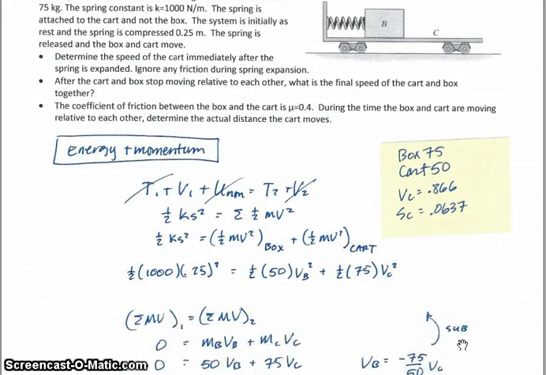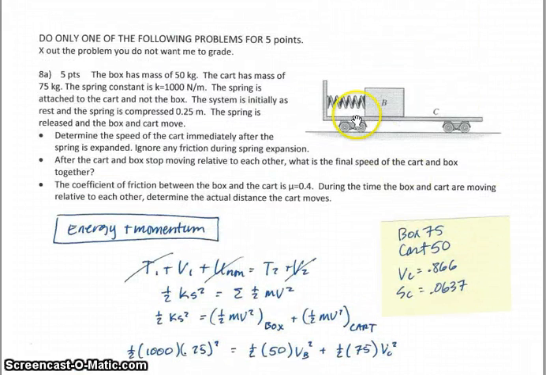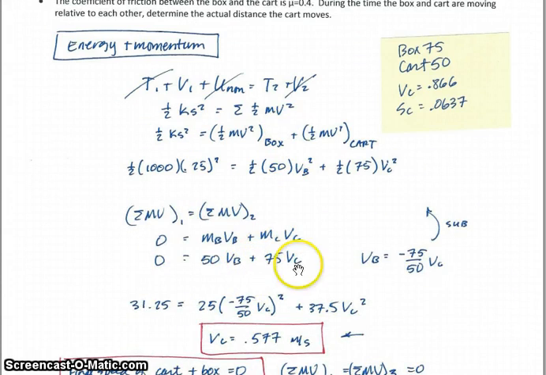All right, so I need another equation to move forward, but I also recognize that the conservation of momentum applies. At the beginning of the problem, with the spring compressed, the momentum of the system is 0. After the spring expands, the momentum of the system is still 0. So in other words, mv of the box is going to be equal to mv of the cart. And so I plug that in, and I have two equations, two unknowns, and I can solve that for the velocity of the cart going backwards at 0.577 meters per second.